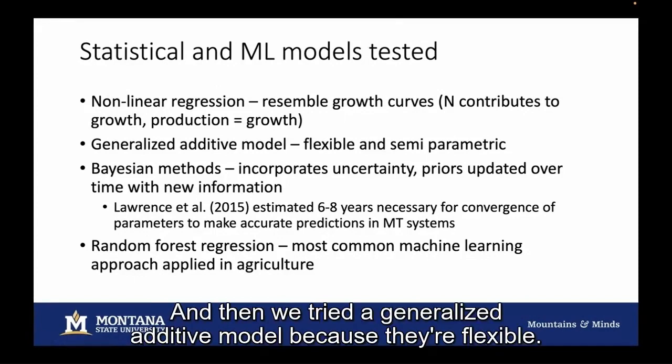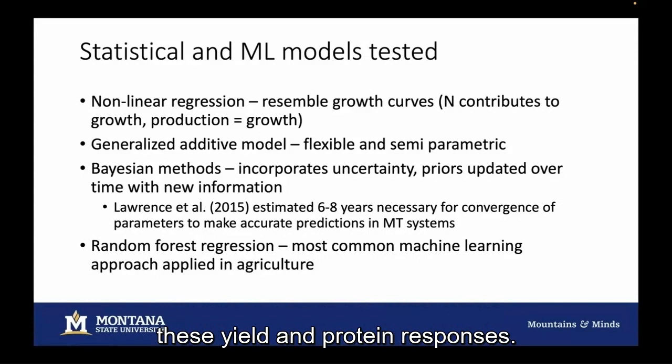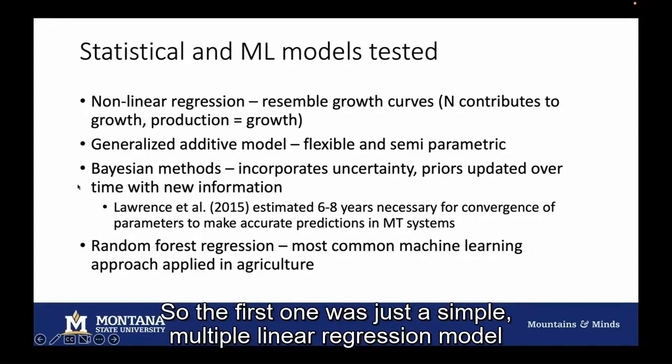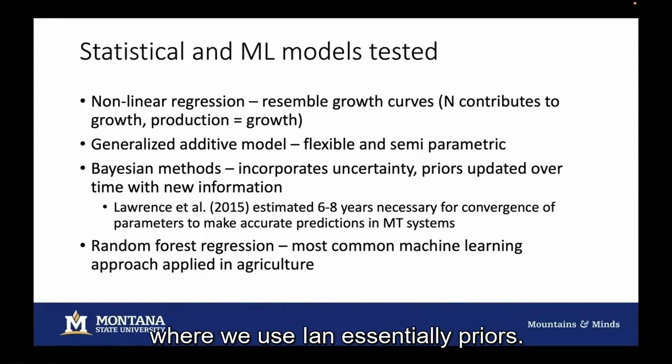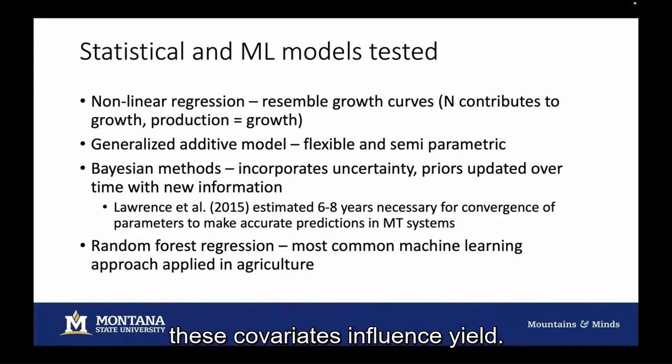And then we tried a generalized additive model because they're flexible. They've been used a little bit by this group for characterizing these yield and protein responses. And then we tried 2 different Bayesian statistical methods. The first one was just a simple multiple linear regression model where we used Bayesian priors, just assuming that we have some information beforehand about how these covariates influence yield.